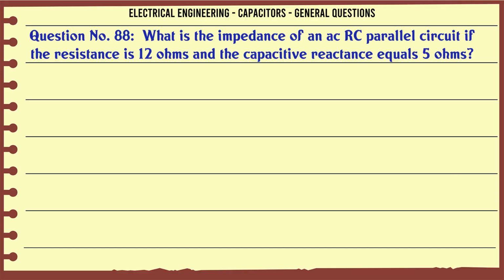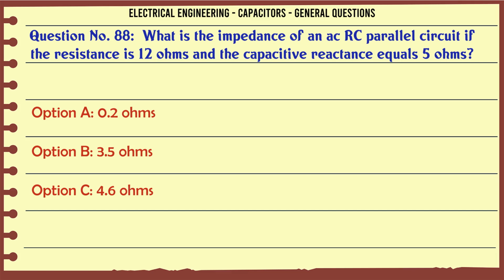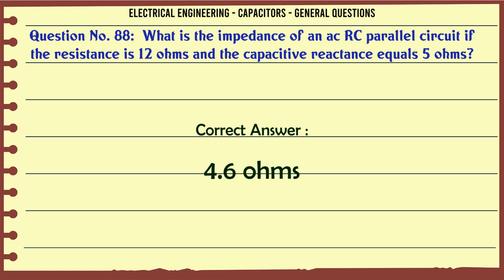What is the impedance of an AC RC parallel circuit if the resistance is 12 ohms and the capacitive reactance equals 5 ohms? A. 0.2 ohms, B. 3.5 ohms, C. 4.6 ohms, D. 13 ohms. The correct answer is 4.6 ohms.